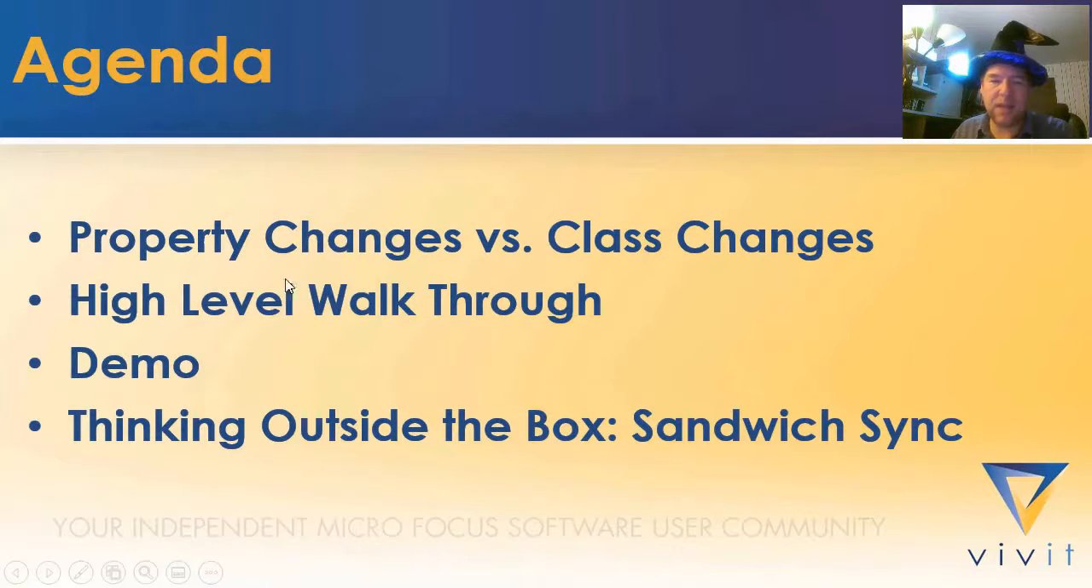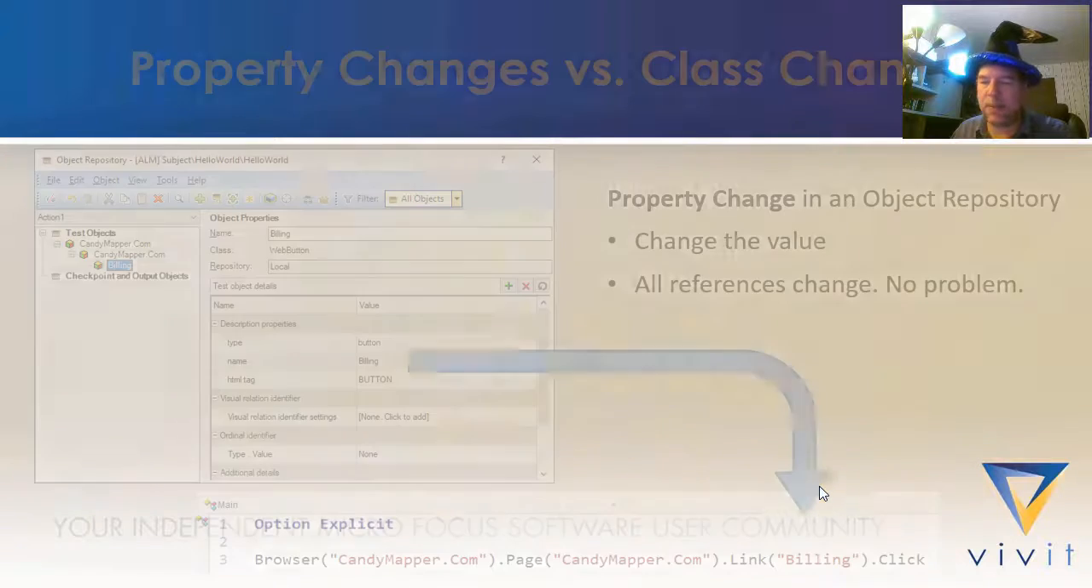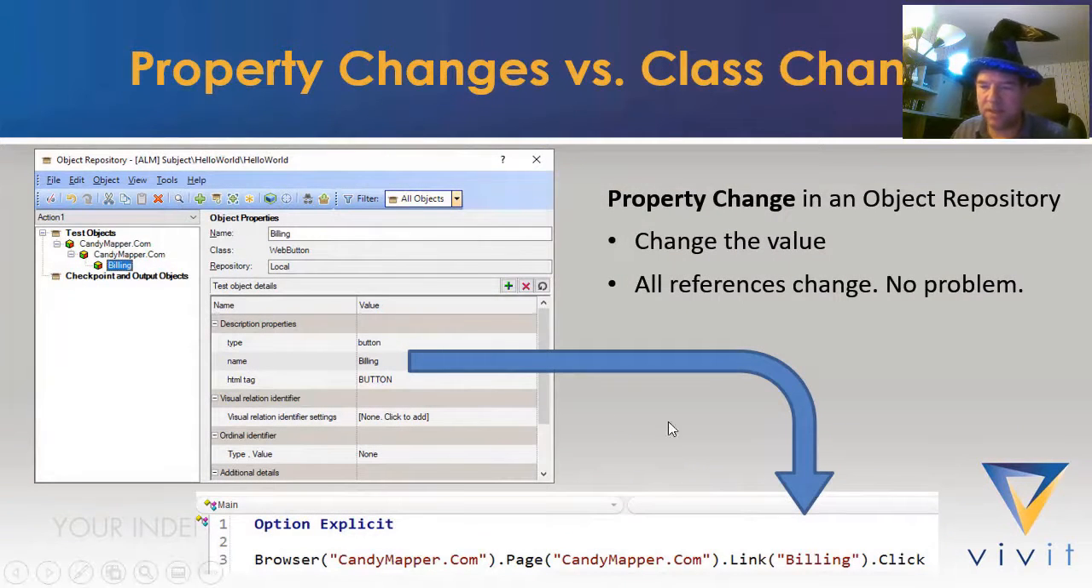So let's move on. Today's agenda: we're going to talk a little bit about the differences between the maintenance in property changes versus class changes and which one is a little bit worse. We'll do a high-level walkthrough of how you solve class changes with dynamic class switching, and we'll do a little demo, and then there's one last thing, thinking outside the box, which we talk about as sandwich sync.